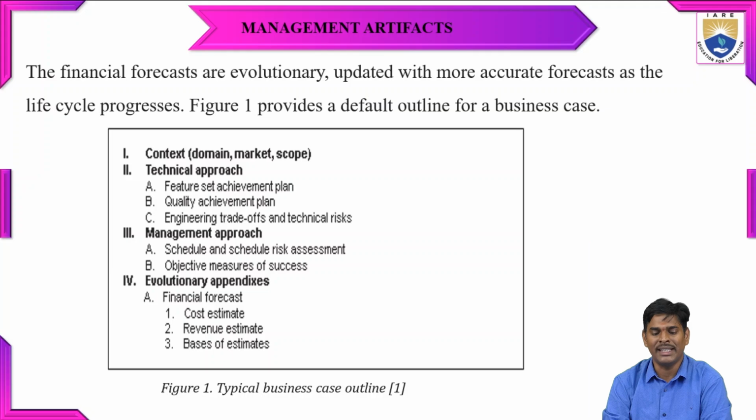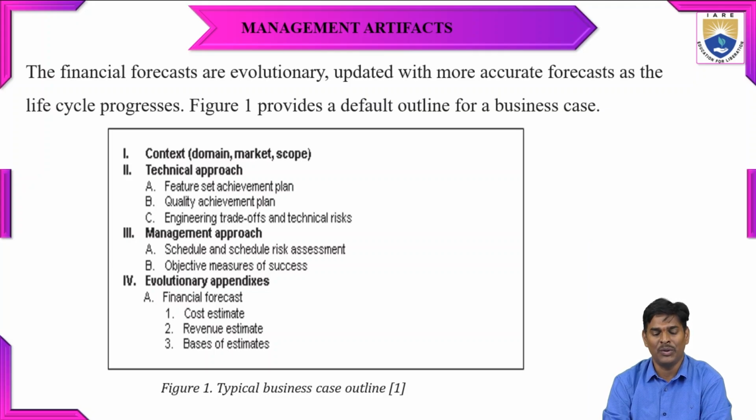And the next one is technical approach. In the technical approach, they're going to check what the feature set achievement plan is, and also how much quality they are going to improve for the achievement plans. The next one is engineering trade-offs and the technical risk. So this risk assessment will be very important in the initial stage to identify how much risk will happen during the project. The next one is management approach.